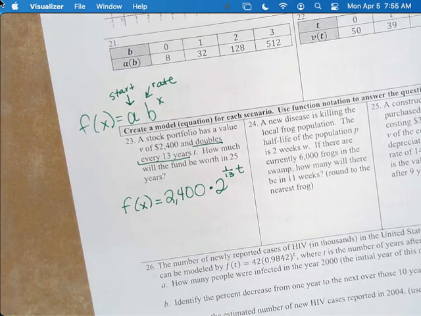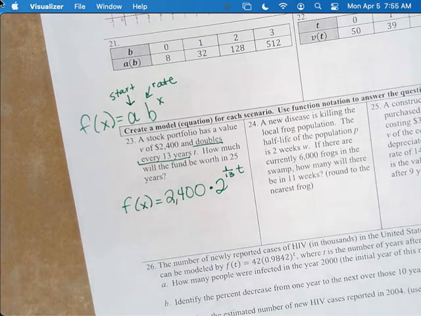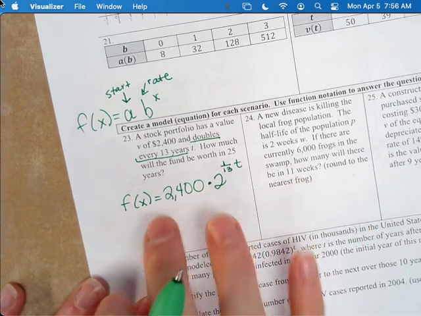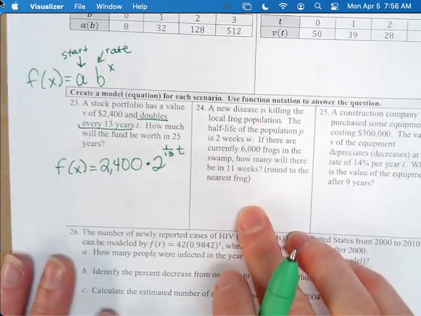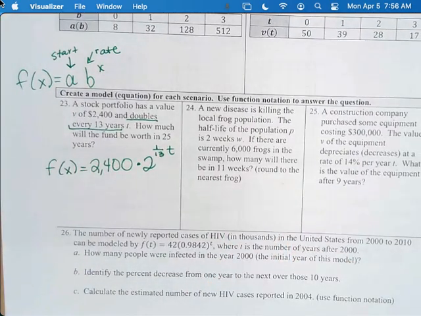So this is the first time we have talked about that. Our rate would be 1/13 because every 13 years it doubles. So we have to do 1 out of 13. So then if we know how to do this, then we can do this one, right? A new disease is killing the local frog population. The half-life of the population P is 2 weeks. If there are currently 6,000 frogs in the swamp, how many will there be in 11 weeks?